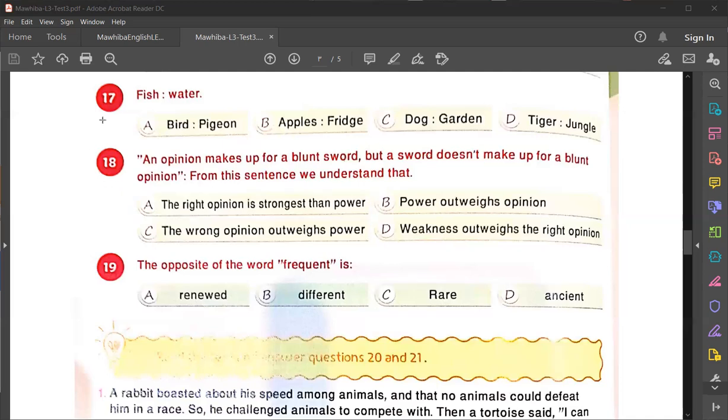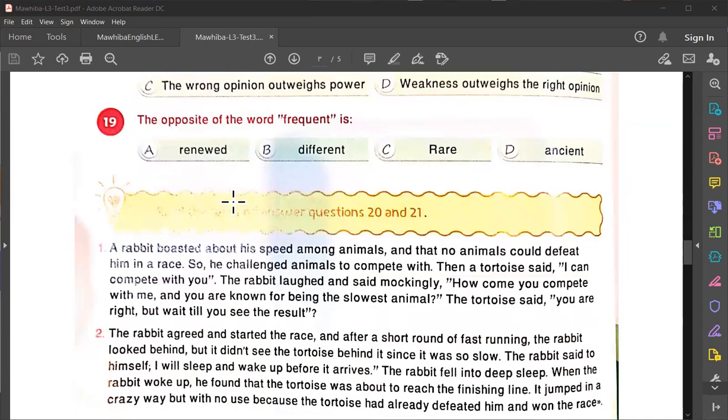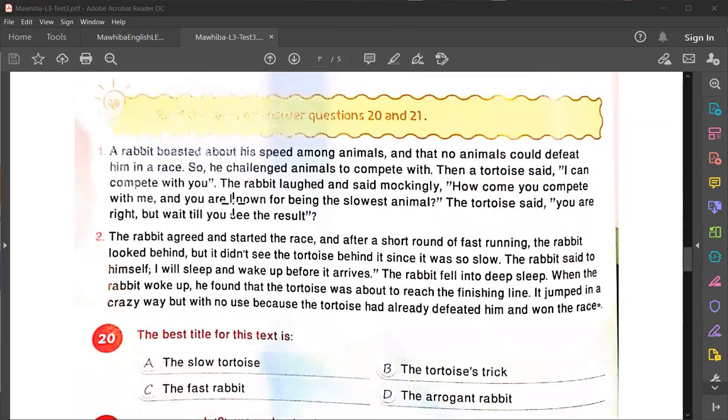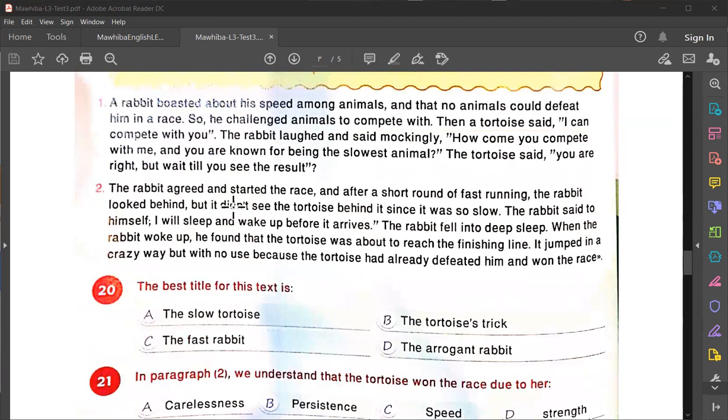Okay, now we will go to the comprehension. We have a passage. I want to write a passage and we want to find the answer of the two questions. Okay, write it fast. Read fast, and we want to solve the problems. Okay, number 20. What is the correct answer here?